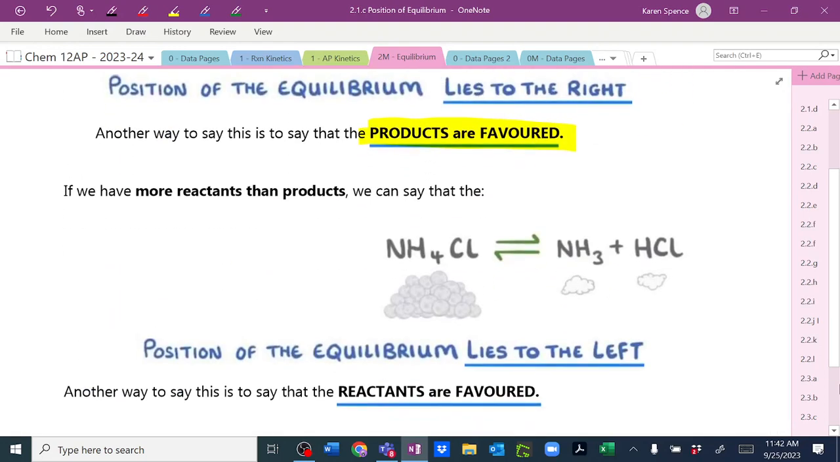If we have more reactants than products, then the position of the equilibrium lies to the left, and we would say that the reactants are favored. We have more reactants than products.